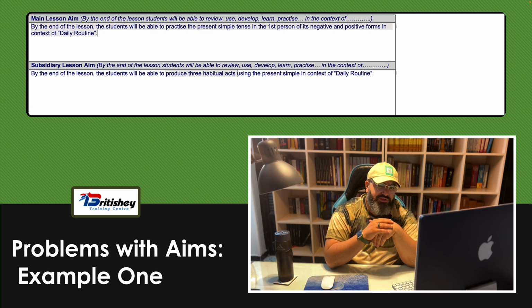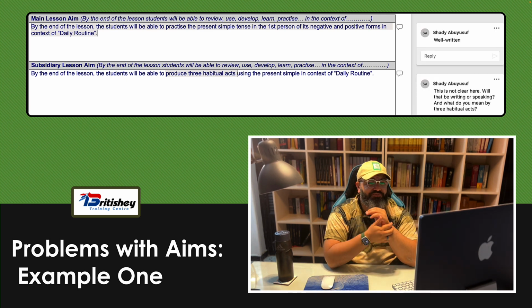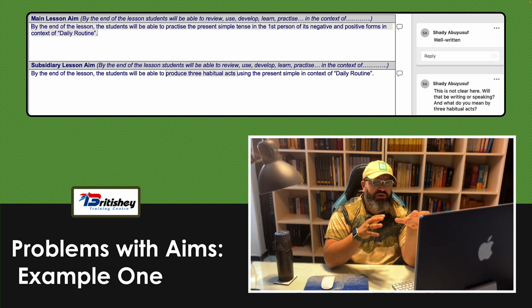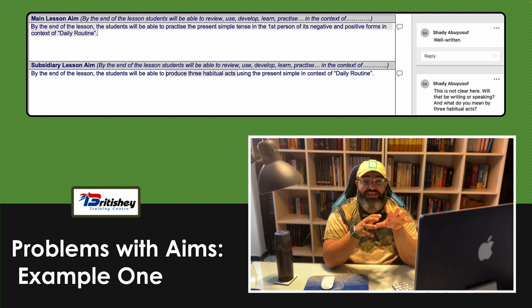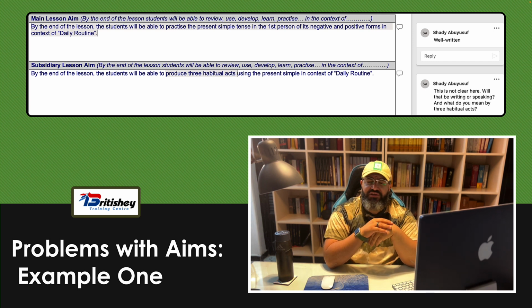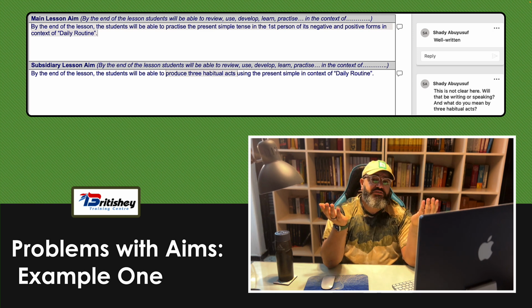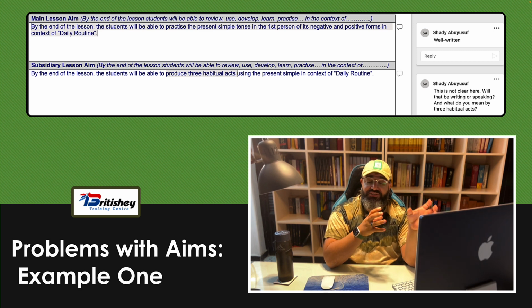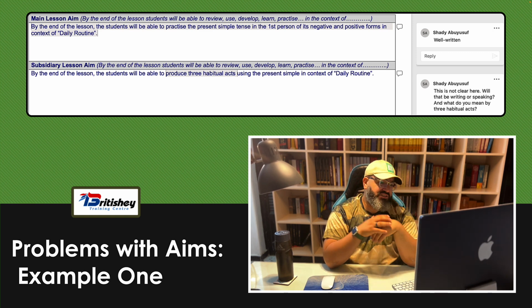Now, let's see my comments on these two. And I said about the first one, okay, well written. About the second one, I said, this is not clear here. And I asked this question, will that be writing or speaking? The reason why I'm asking this question is because look at the sub-aim one more time. Produce. Able to produce 3 habitual acts. Now, what kind of production are we talking about here? Because production can be in the form of writing, it can be in the form of speaking, but it's not clear from the sub-aim what the candidate means exactly.